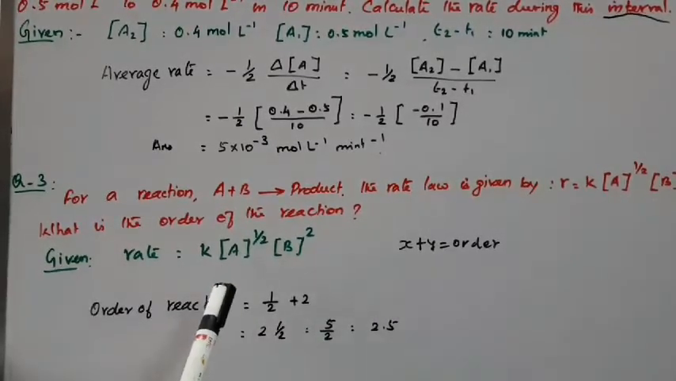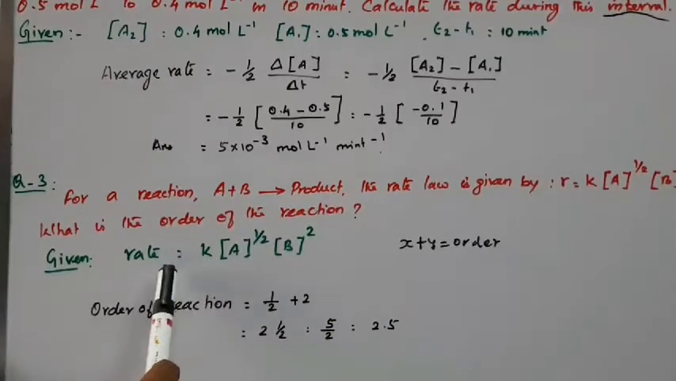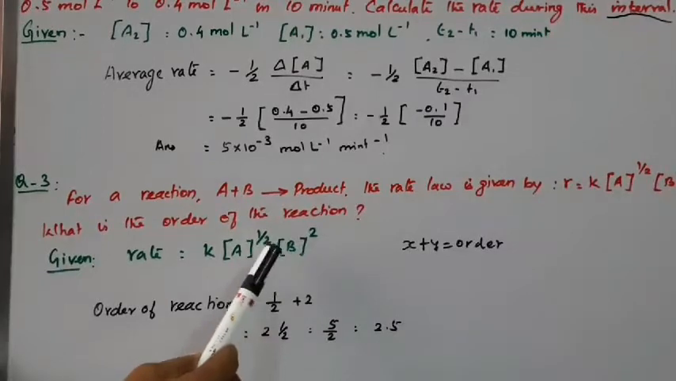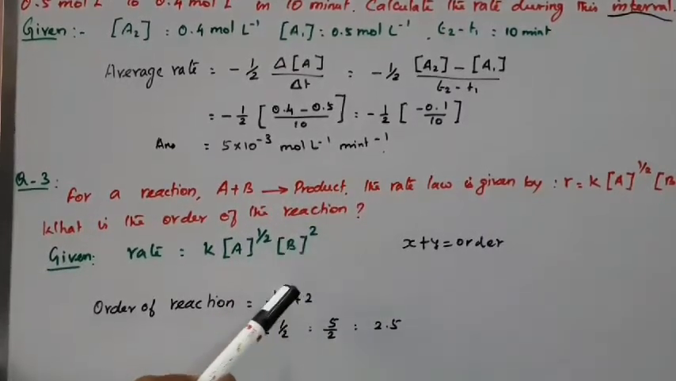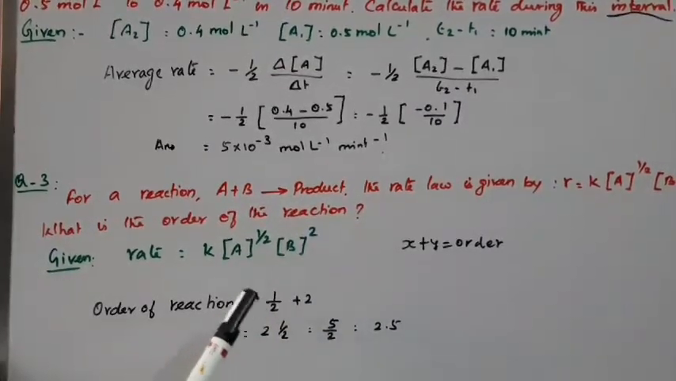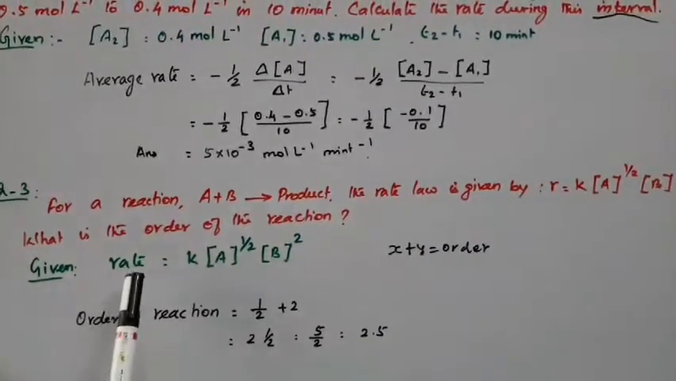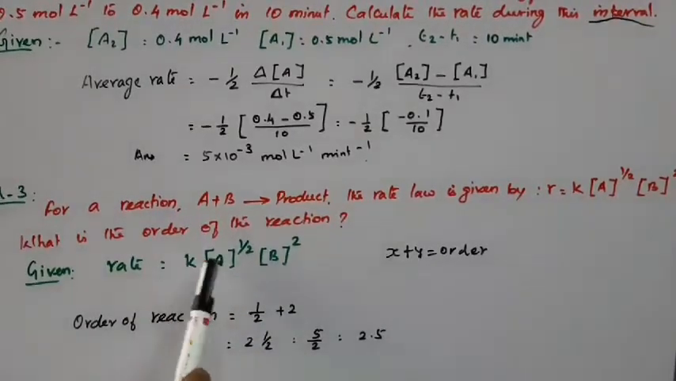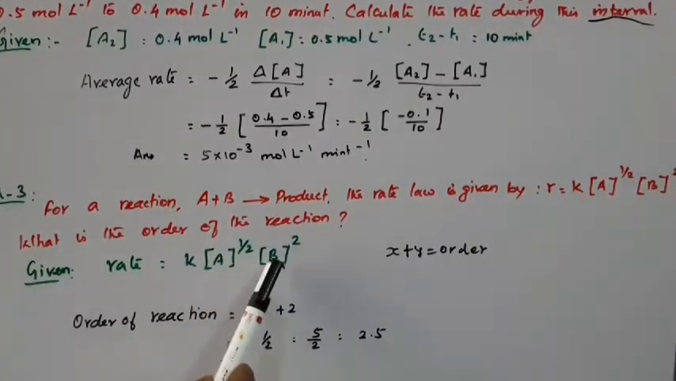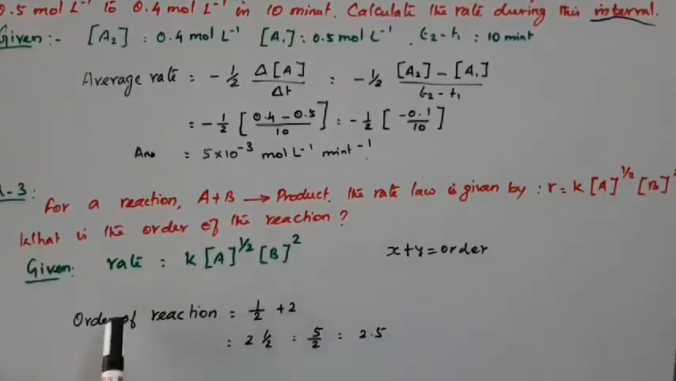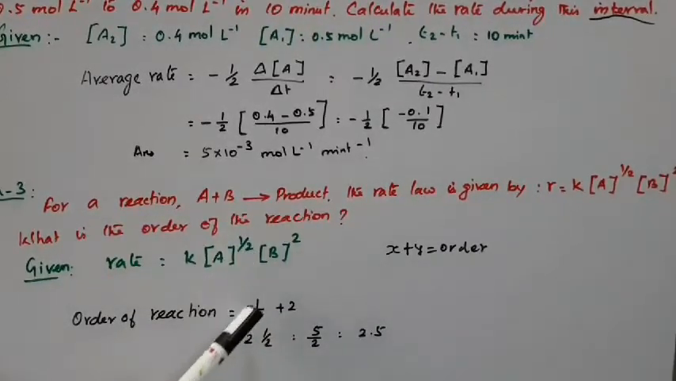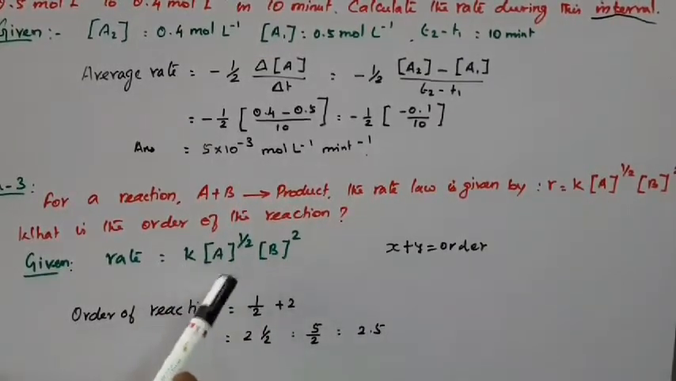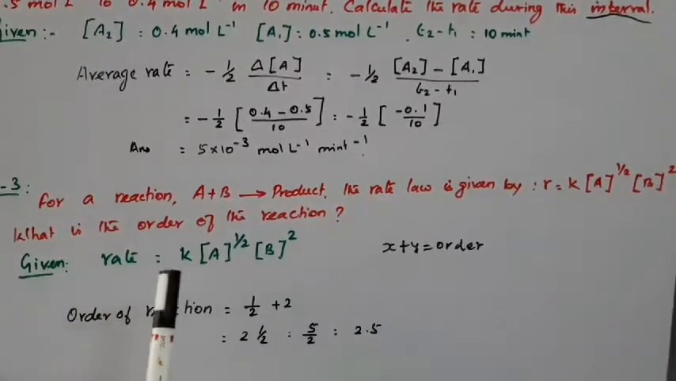So if they ask an order question, write the rate law expression and then sum up the exponents, x plus y, and that is the order. Okay, this is an experimental value. Suppose in the rate law, here it is 1 by 2 and here 2, but suppose A is raised to the power 1 by 2 and B is raised to the power 1 by 2, then the total order of reaction equals 1 by 2 plus 1 by 2, which equals 1. Then that particular reaction is a first order reaction. Okay, so like that we have to calculate.